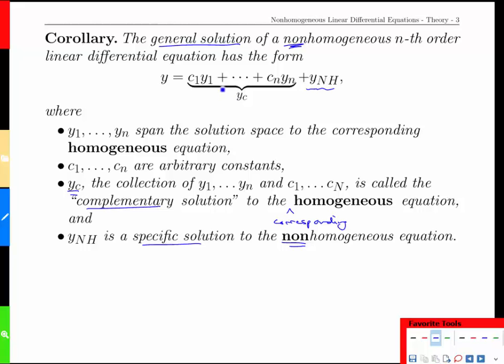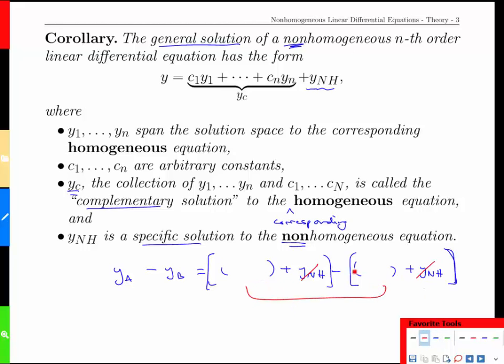And you can see with this form how that proposition would lead us here, because if we had y1, let's call it ya, and minus some other solution yb, we might have different solutions to the homogeneous part, but this part would be the same. So we'd have some stuff plus y nh here, non-homogeneous solution, minus some other stuff plus the y non-homogeneous. These would cancel, and we'd end up with the difference of solutions, or a linear combination of solutions to the corresponding part. Now this, quite frankly, I think makes more sense when we look at it in context of a problem. So let's go there next.